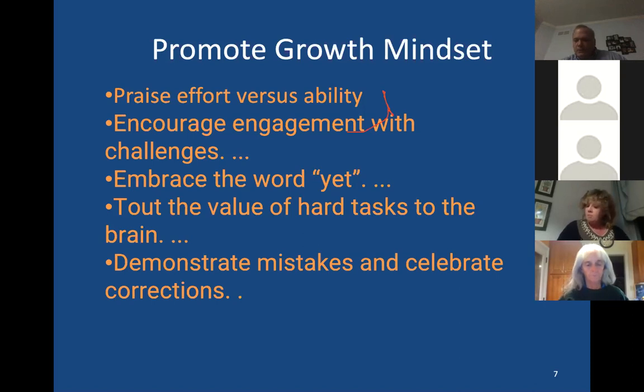And then celebrate their corrections. If they do get something wrong and they're able to go back and correct it on their own, we're making sure we celebrate that with them.